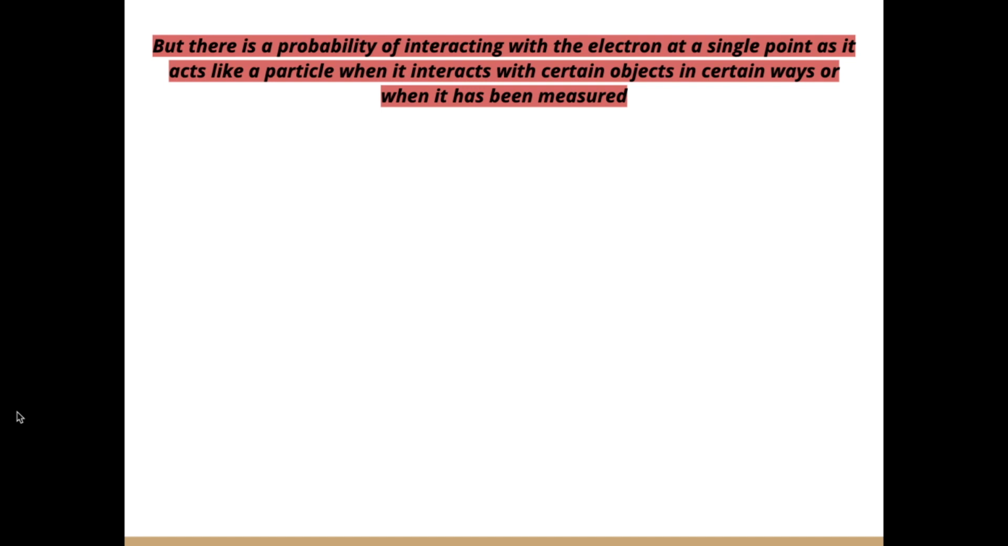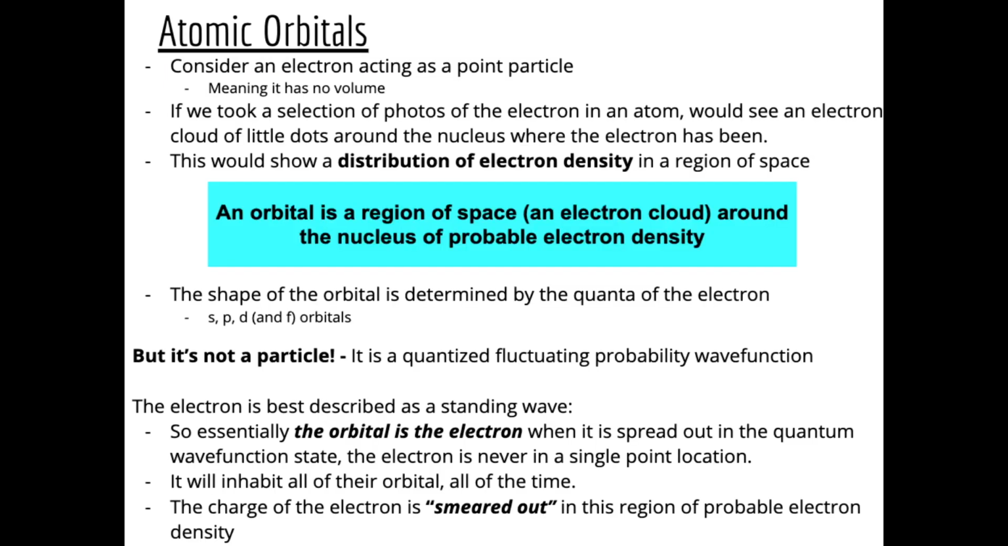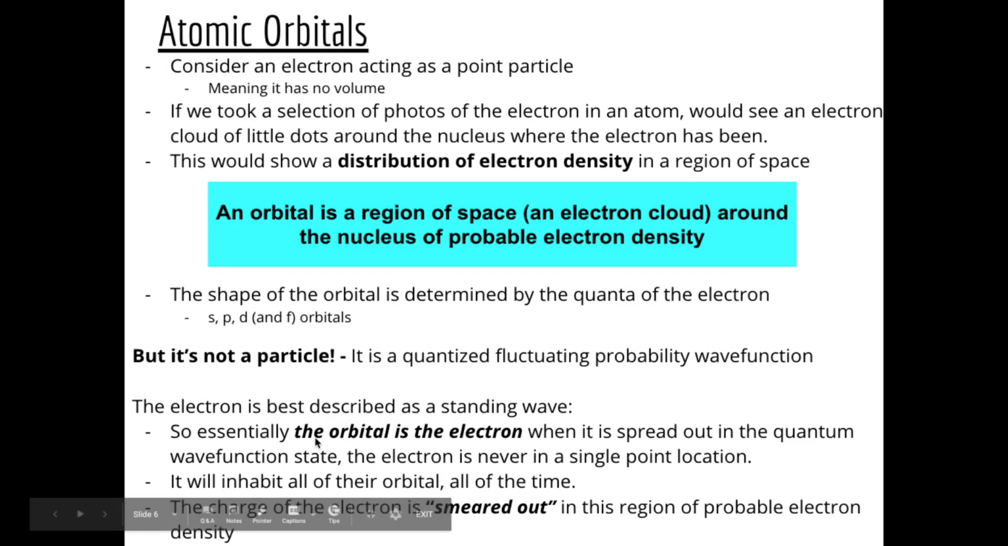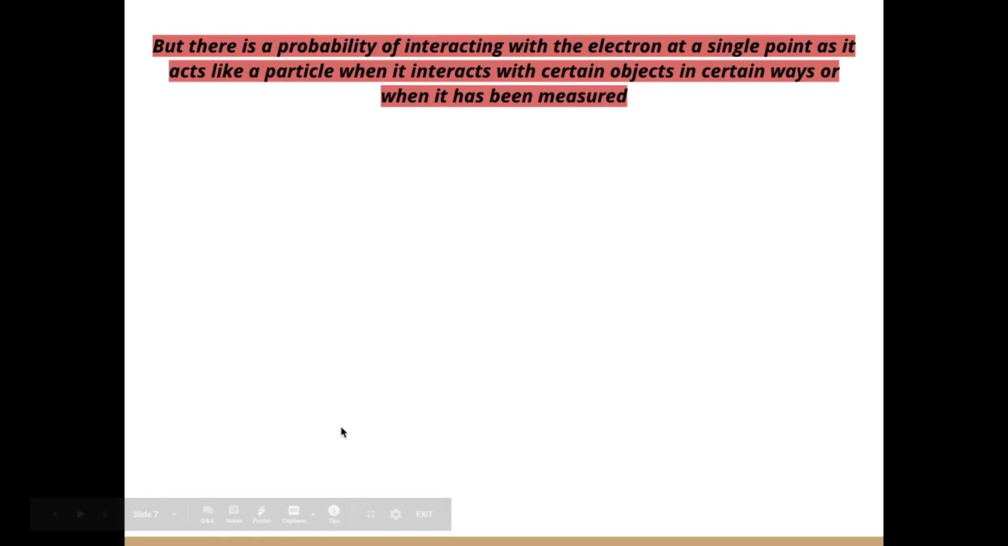But there is a probability of interacting with the electron at a single point, as it acts like a particle when it interacts with certain objects in certain ways or when it has been measured. So the electron is the orbital when it's spread out as a quantum wave function state, where the negative charge is smeared out, so it's acting like a wave. But you can interact with the electron at a single point where it's acting like a particle. Again, these two things contradict each other, but they're both simultaneously true.